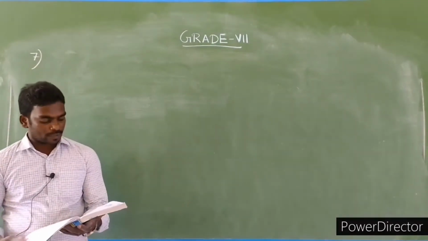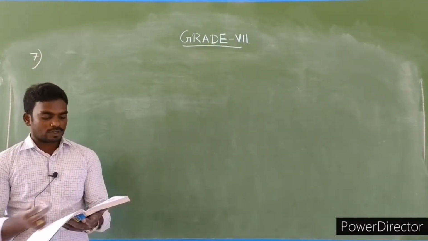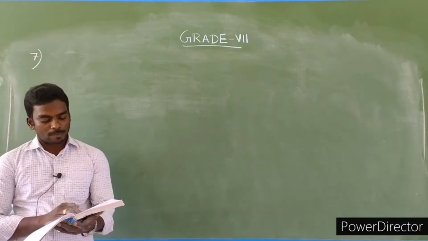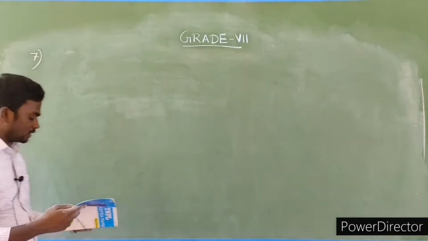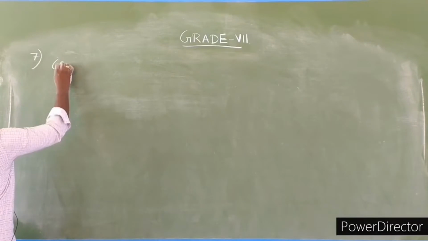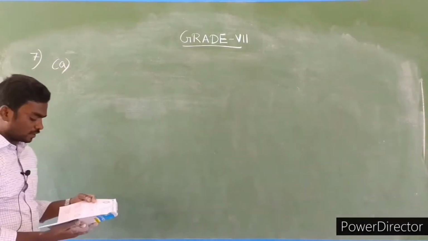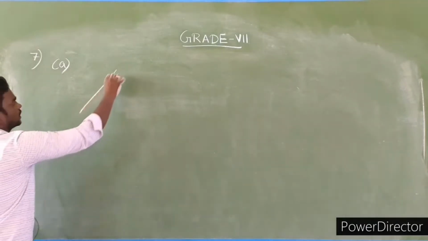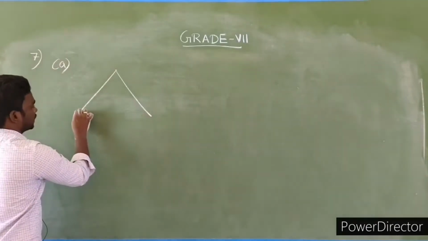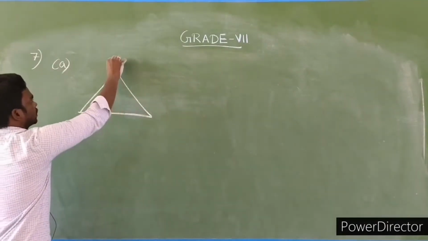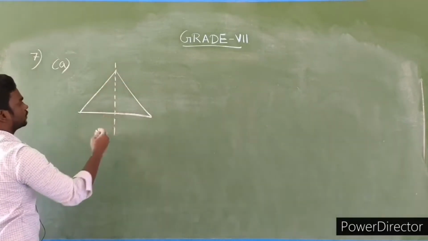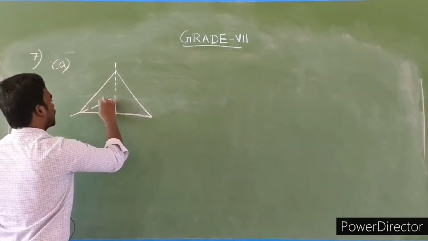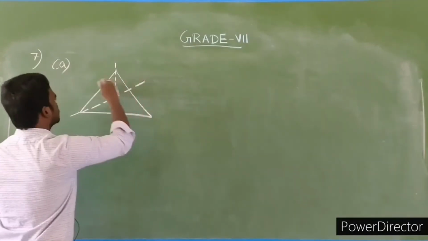Next, our seventh pattern: state the number of lines of symmetry for the following figures. First, A. What is A? An equilateral triangle. What is meant by an equilateral triangle? An equilateral triangle is a regular polygon of three sides. So it has three lines of symmetry. We discussed that an equilateral triangle has three lines of symmetry.